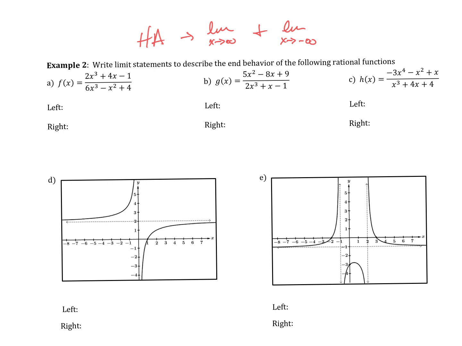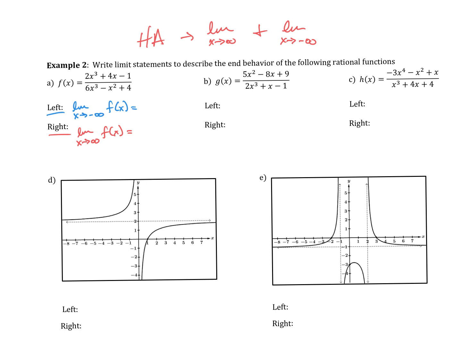So let's look at part A now. We're just going to put limit statements on this. When I go left, how do I write my limit statement? My limit as x approaches what? Negative infinity of my function. And as I go right, how do I write my limit statement? My limit as x approaches positive infinity of my function. So it's just like what we did before, we just have different notation now.